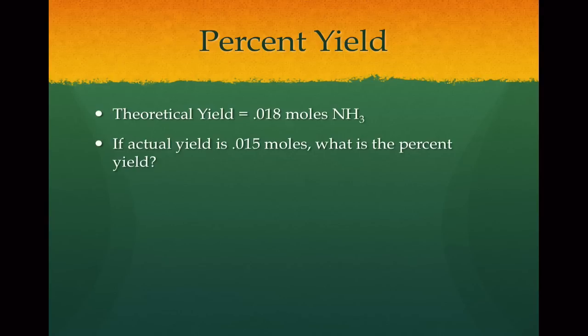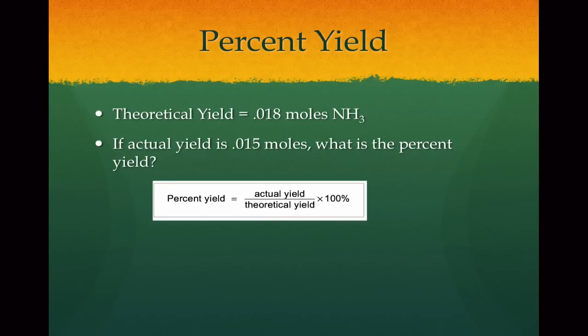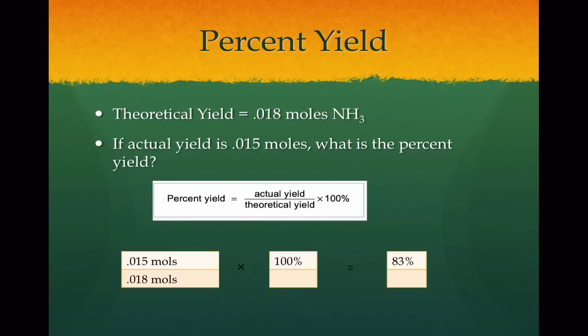Now that we have our theoretical yield of 0.018 moles, if the actual yield is 0.015 moles, what is the percent yield? We'll take this equation, take our actual yield, 0.015, over our theoretical yield, 0.018, multiply by 100, and our answer is 83%.